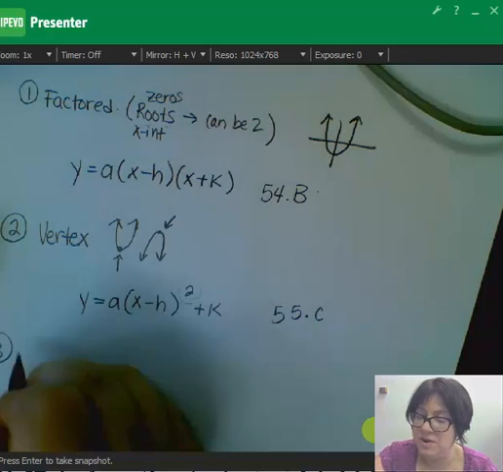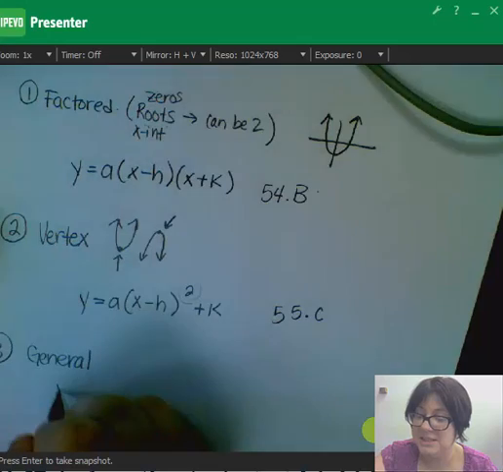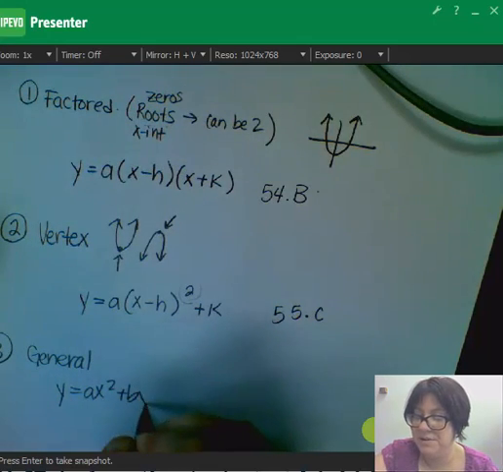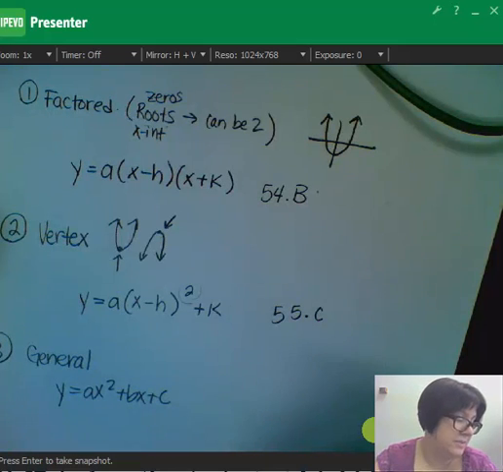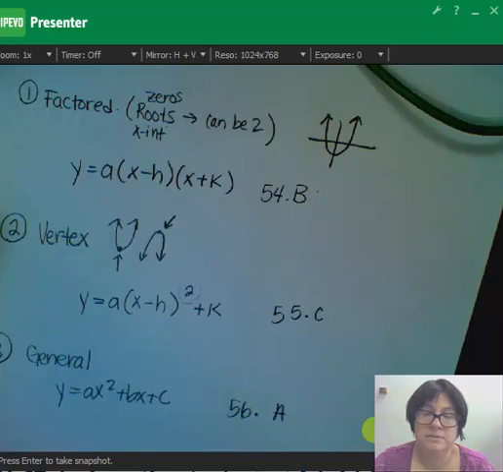And general form, there's no parentheses, everything's all multiplied out, which makes 56, general form.